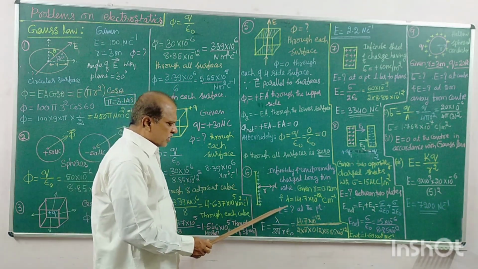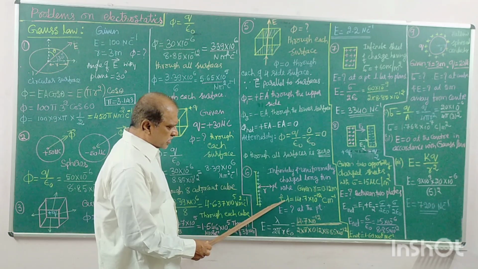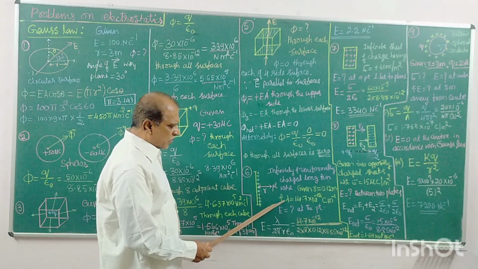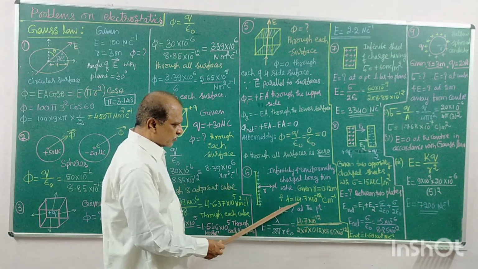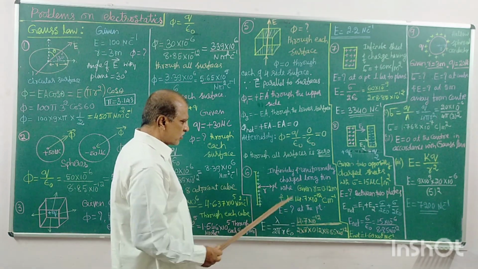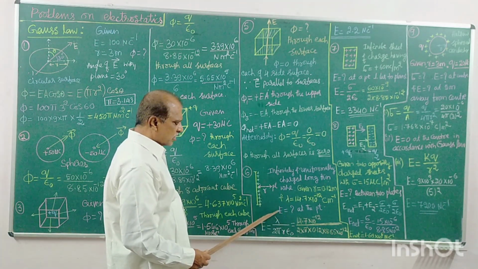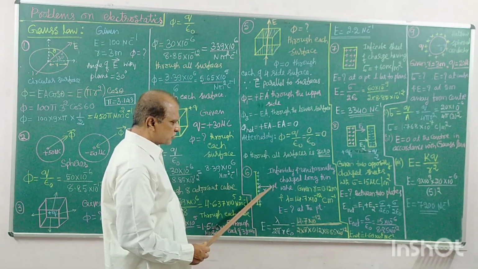And the value of the linear charge density is also mentioned; they have used lambda as the symbol. That is the value given for lambda. What is E supposed to be calculated at this point?